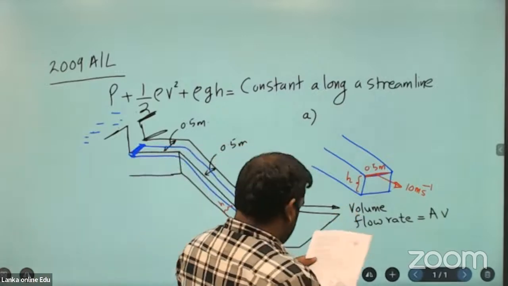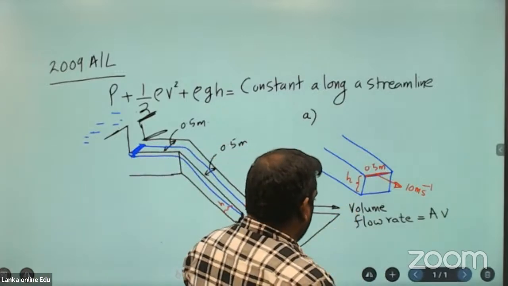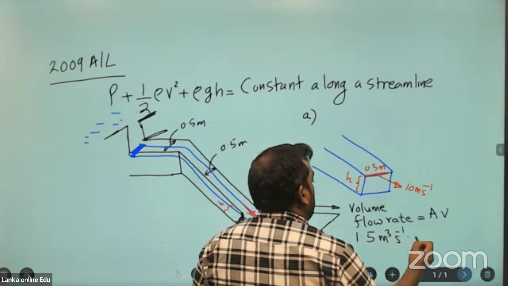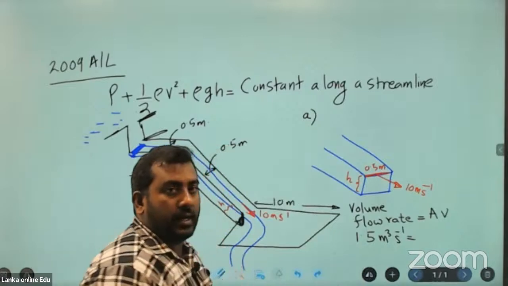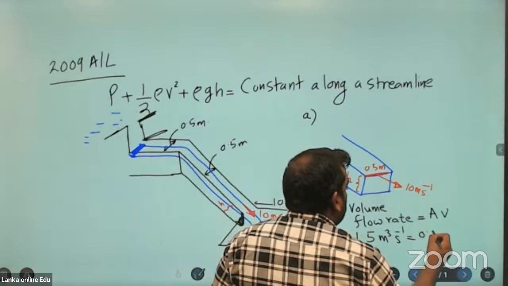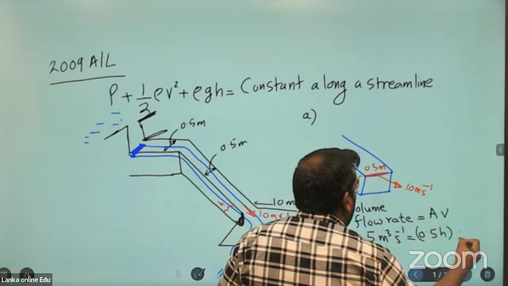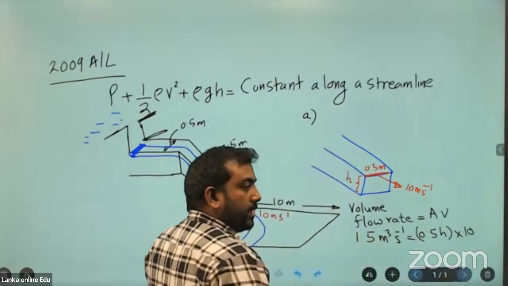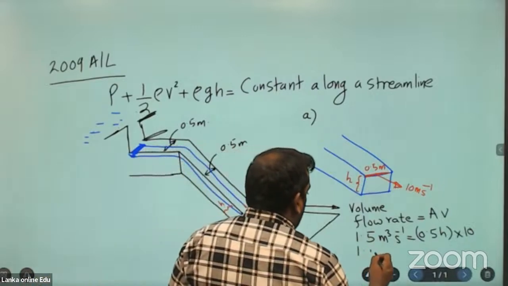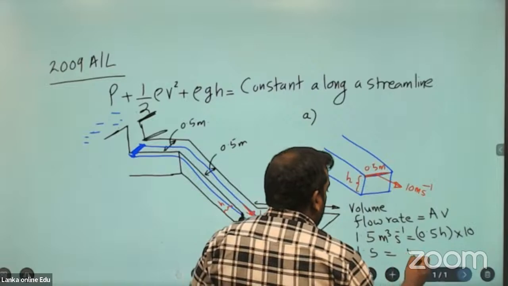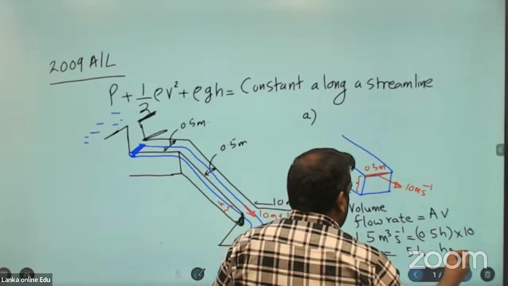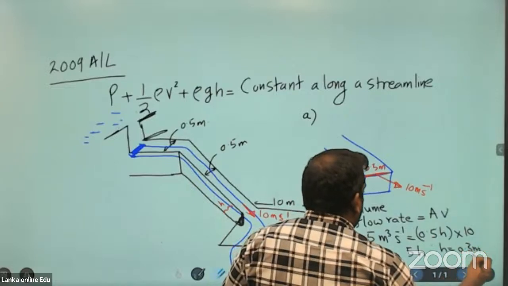What is the volume flow rate? Volume flow rate here is given as 1.5 cubic meters per second. What will be your area? Area is 0.5 into h, velocity is 10. Simplify this: 1.5 equals 5 times h. From this you can build the relationship: h is equal to 0.3 meter height.